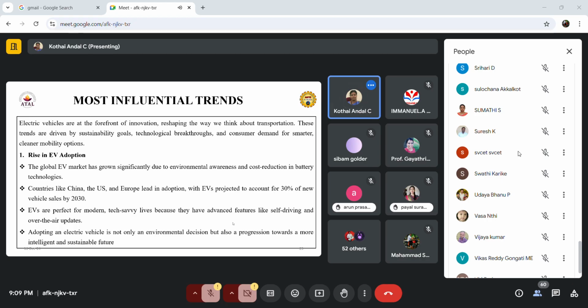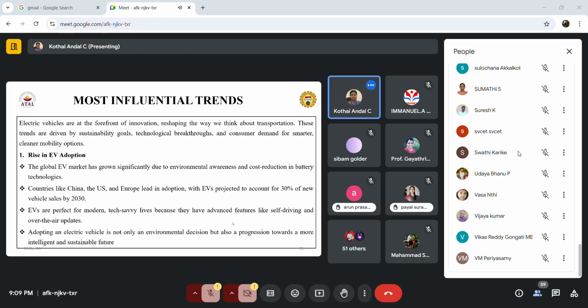So this one we discussed already. This is the rise in EV adoption. Developed countries like the US, China, and Europe are the majority. Already 30 to 40% of the vehicles now come as EVs only. They are still making developments in modern technologies and charging infrastructures.